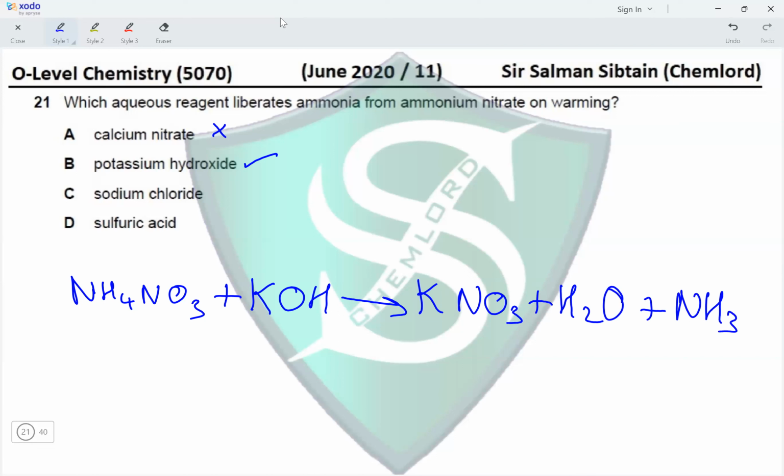Next option is sodium chloride, which is also neutral, so no. And D is sulfuric acid. Sulfuric acid will not react with the weak acidic salt to liberate ammonia. In fact, if ammonia was present when sulfuric acid was there, it would have reacted with it, forming ammonium sulfate. So the correct option for this question is option B.